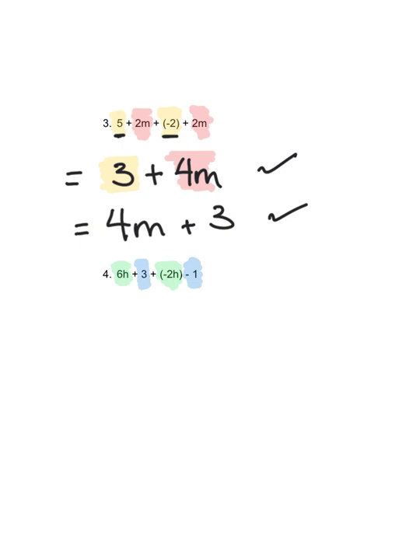So I know in my simplified expression, I'm going to have a green part for my like terms that I've highlighted green, and I'm going to have a blue part. And those will be added together. I have 6h plus negative 2h. If I have 6 horses and I take away 2 horses, I know I have 4 horses. That gives me 4h. In my blue, I have 3 subtract 1, which is 2. So I have 4h plus 2.